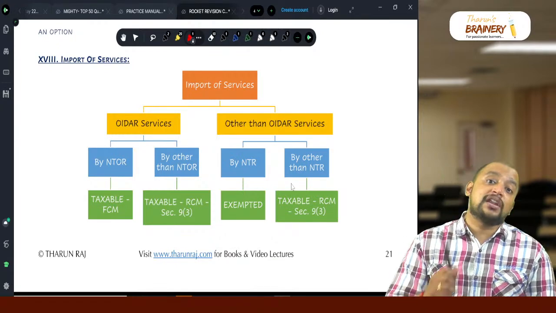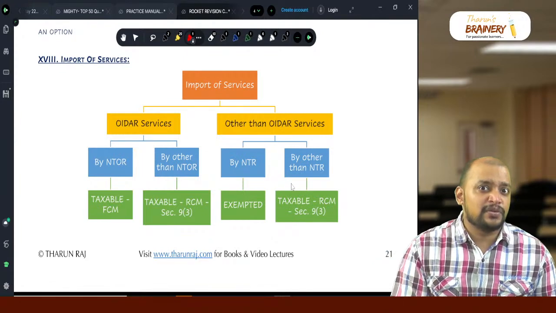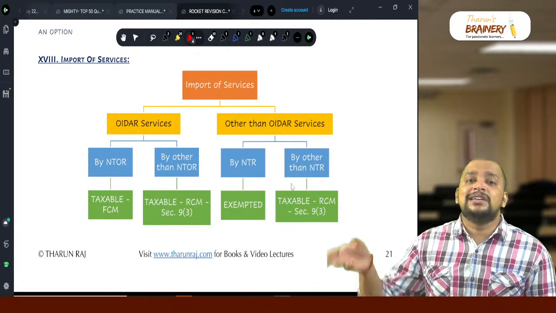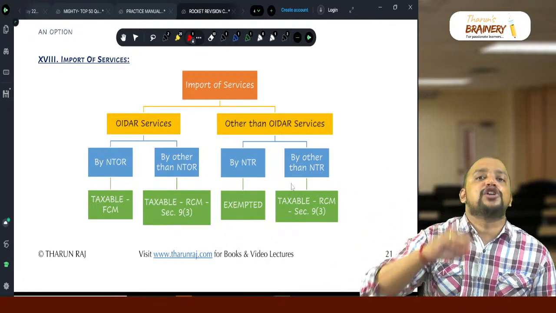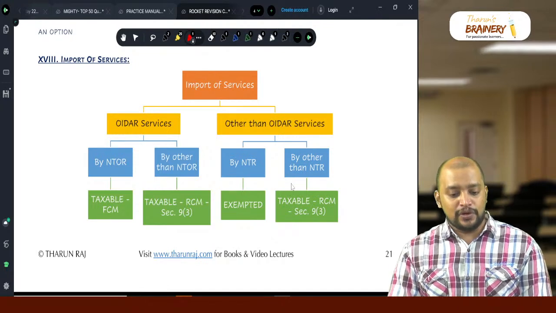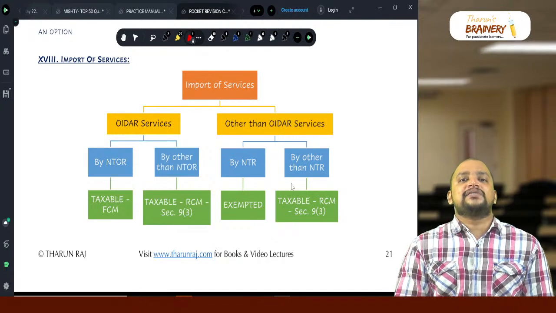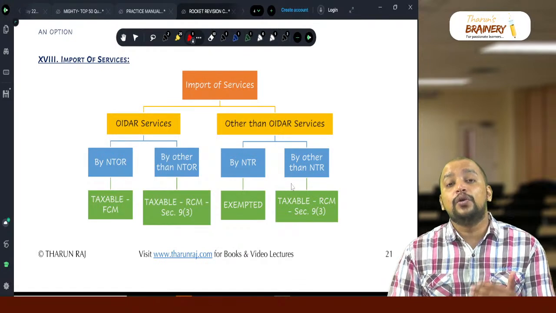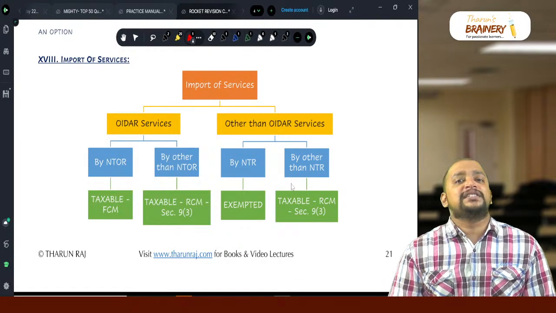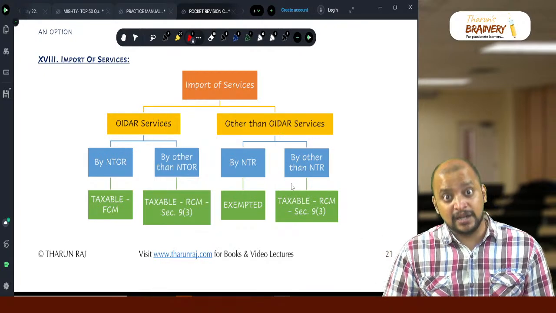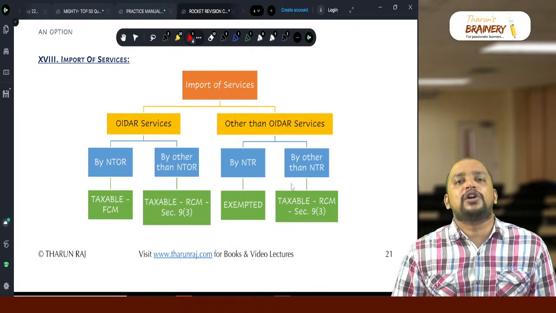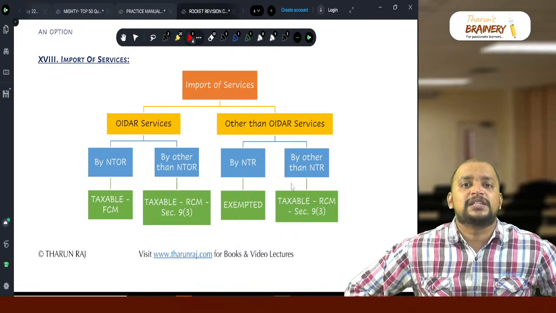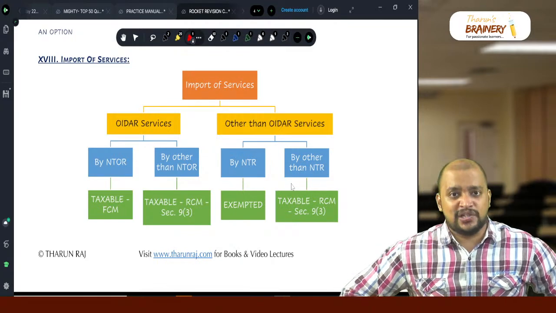Suppose you are watching recorded classes. Will it come under OIDR services? Yes, because the internet is required and it is mediated through the internet, and second, it is automated. So that will come under OIDR services. OIDR services are always taxable. Import of OIDR service is always taxable. Now who imported it? A non-taxable online recipient or other than a non-taxable online recipient. If it is imported by a non-taxable online recipient, the supplier will pay GST. If it is imported by other than a non-taxable online recipient, the recipient will pay GST under RCM.